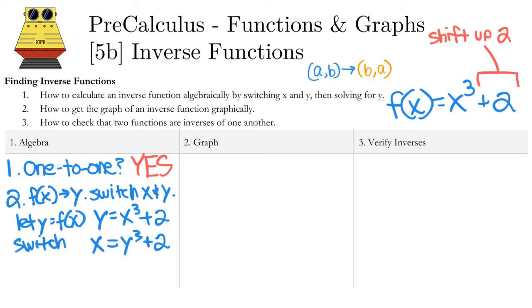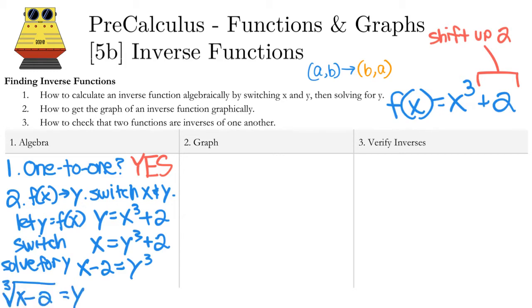The final step is to solve for y. Subtract 2 on both sides to get x minus 2 equals y cubed. Then we think about the reverse operation for y cubed, or the operation that will undo the cube, which is the cube root. So we get the cube root of x minus 2 is equal to y. And that's the inverse of f of x.